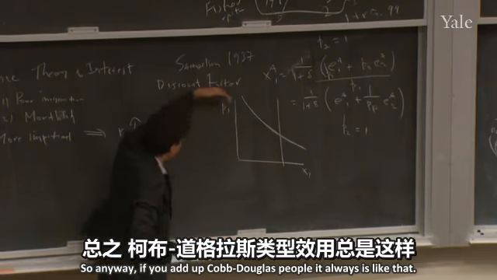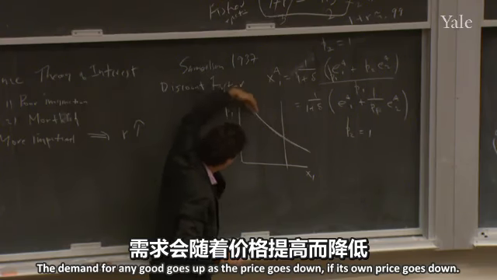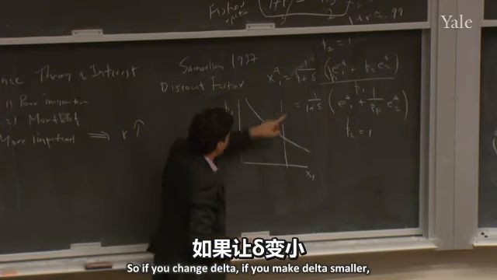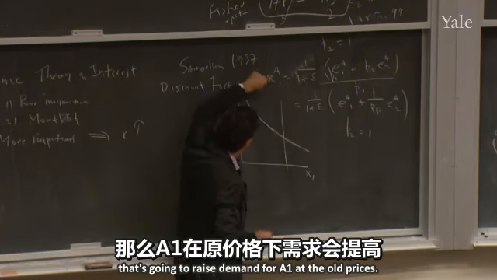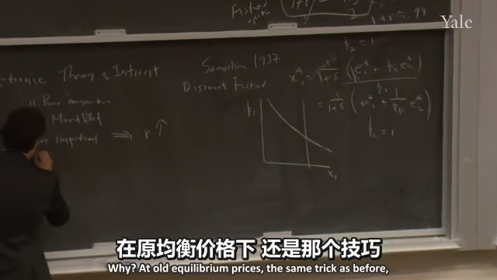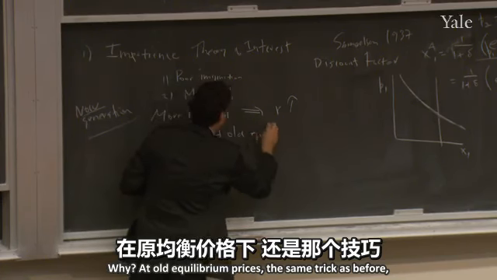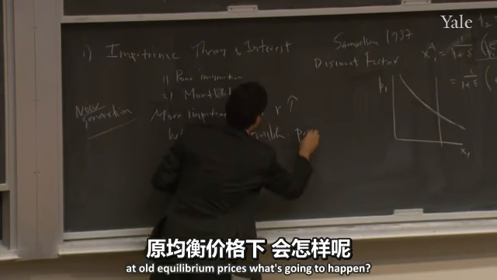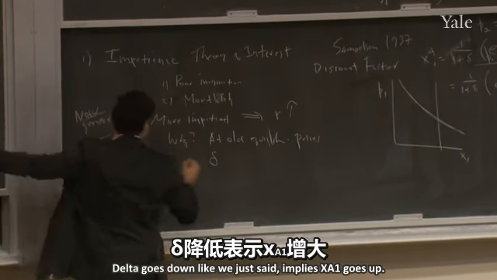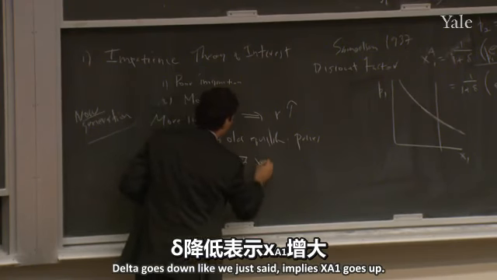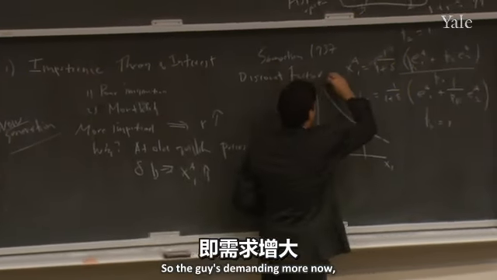Anyway, if you add up Cobb-Douglas people, it always is like that. The demand for any good goes up as its own price goes down. So if you make delta smaller, that's going to raise demand for A1 at the old prices. Why? At the old equilibrium prices, the same trick as before, delta goes down, like we just said, implies XA1 goes up. So he's demanding more now.